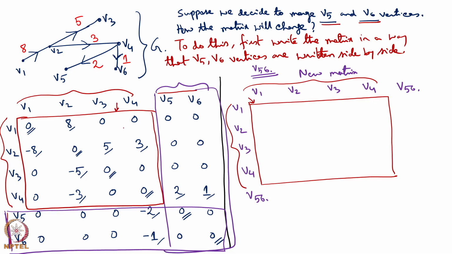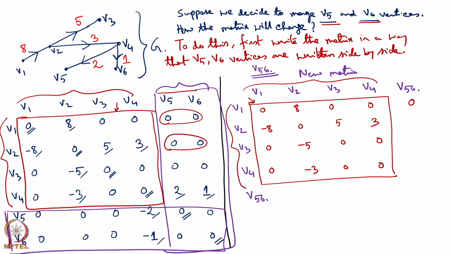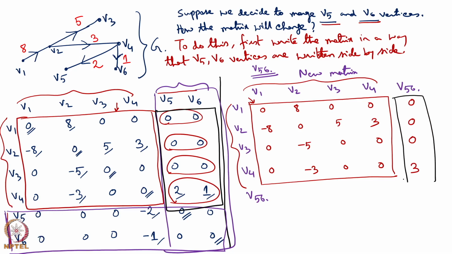So 0, 8, 0, 0, it is done. Next, V5 and V6 will be merged, so add them up. 0 plus 0 is equal to 0, 0 plus 0 is equal to 0, 0 plus 0 is equal to 0, 2 and 1 added up will become 3, and I stop. So we have taken care of this part of the matrix by adding up.